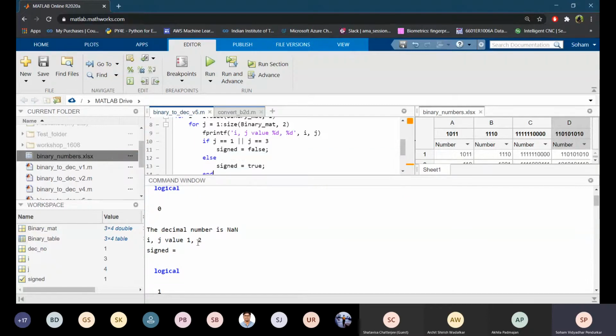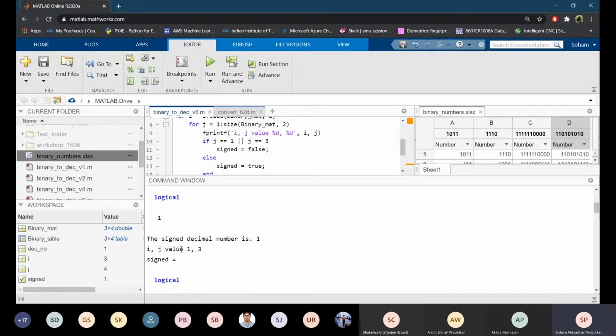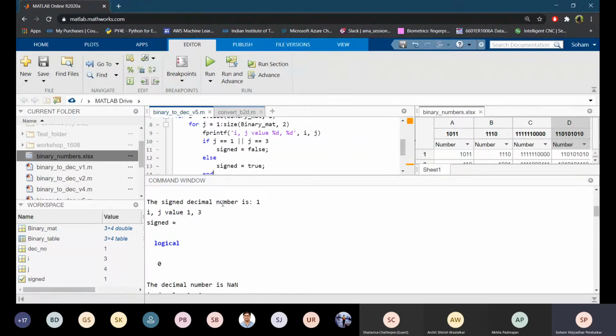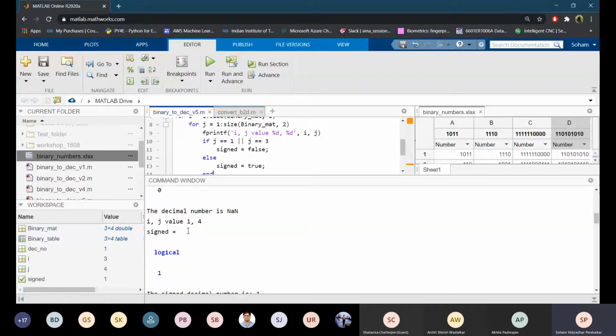I and J value 1, 2, and J is equal to 2. It is taking it and giving logical, so signed is equal to 1. So yes, it is working out, and the signed decimal number is coming up 1. So maybe there's an issue with this XLSX file and whatever we're reading. We'll solve that issue. Then the decimal number is NaN again.